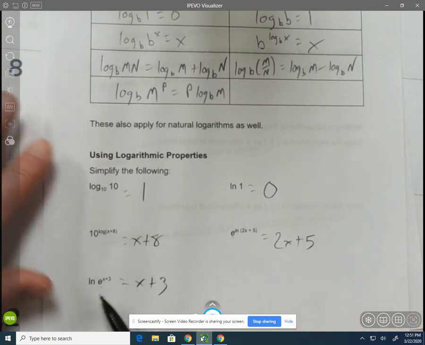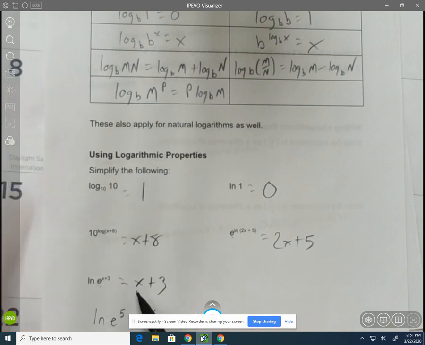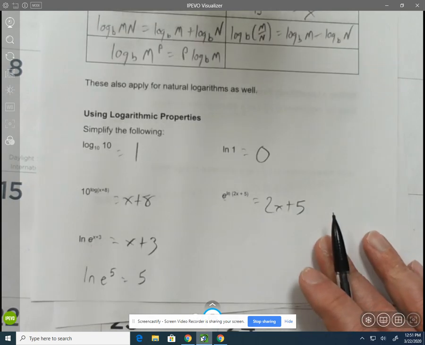And again, if you don't believe me, you can check this out. Do e raised to any power, or pick a number for x. If x is 2, if you do the natural logarithm of e to the 5th power, it's always just going to equal 5. Whatever you plug in for e here, you can plug in for e there. All right, so we can use these to simplify.